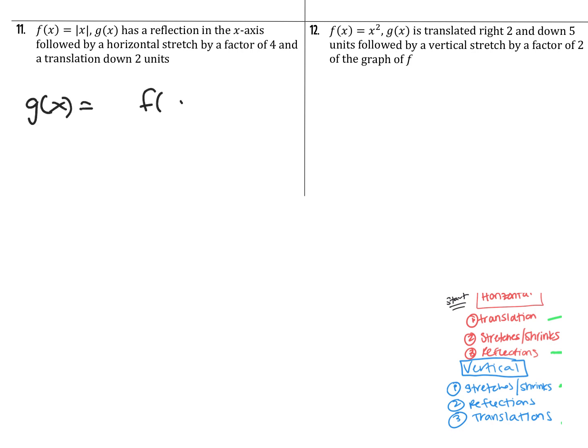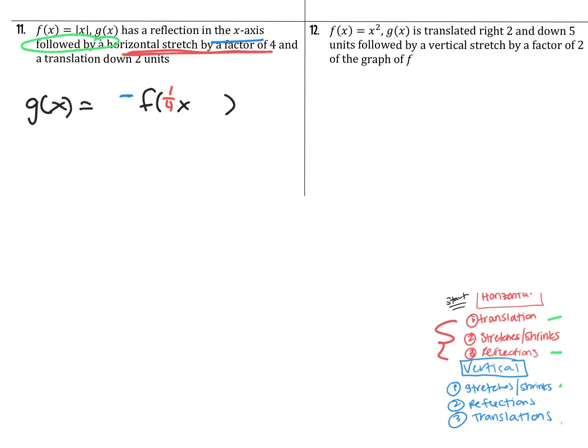So I'm still doing f of stuff to x. A reflection in the x-axis, which comes out in front, followed by, after this, a horizontal stretch by a scale factor of 4. Horizontal stretch, and that's the only horizontal thing that's happening. Horizontal stretch by a scale factor of 4. Since there's nothing else that's horizontal that's listed, we're okay on our order. We can just put 1/4 in here.